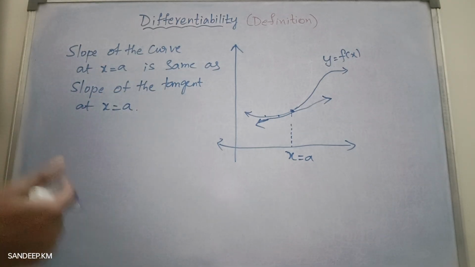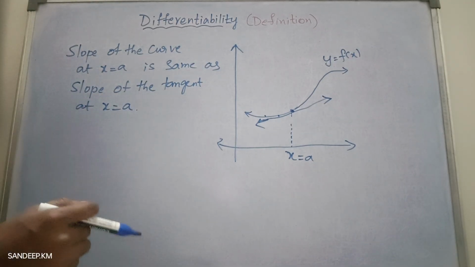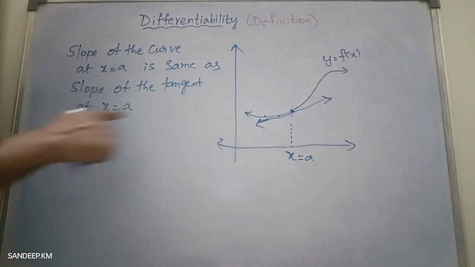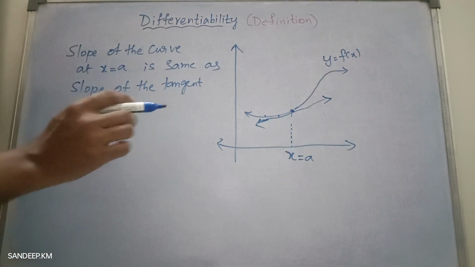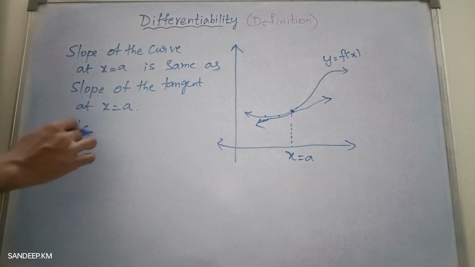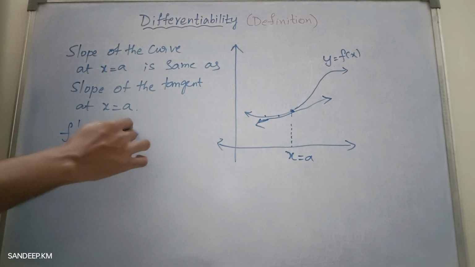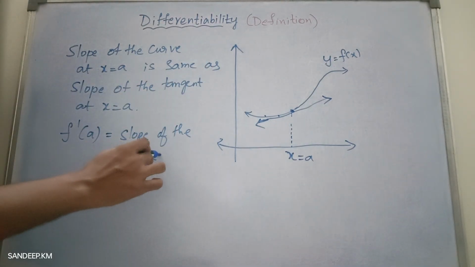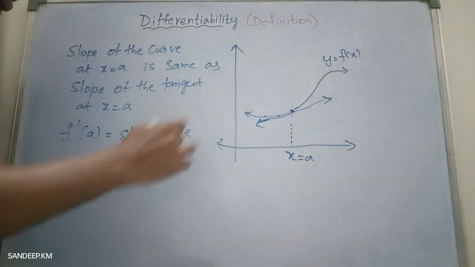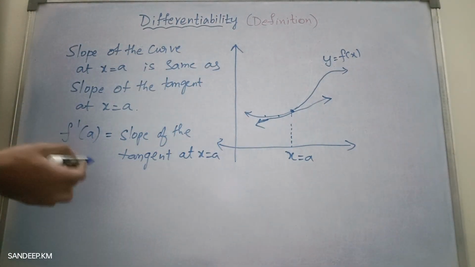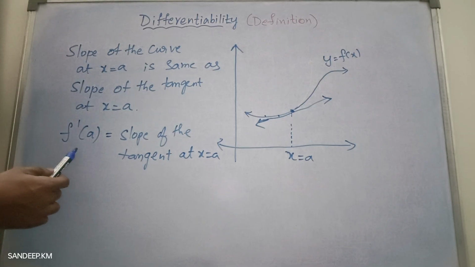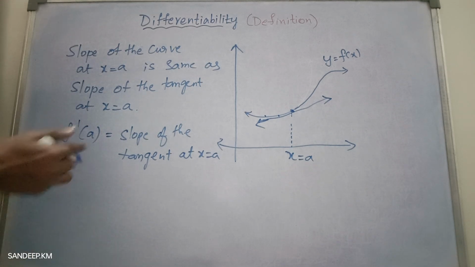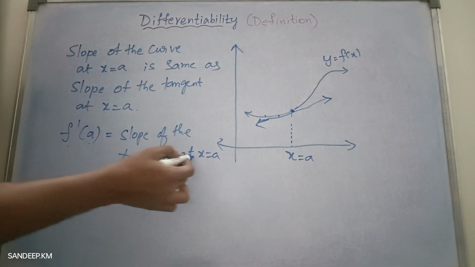In the upcoming chapter on differentiation we will clearly discuss a few more concepts about it. For now you just accept that the slope of this particular tangent is nothing but f dash of a. So what is f dash of a? F dash of a is the slope of the tangent to this curve at x is equal to a. Why exactly we call this the slope of the tangent, we will learn very soon when it comes to the chapter of differentiation. So f dash of a is the slope of the tangent at x is equal to a.